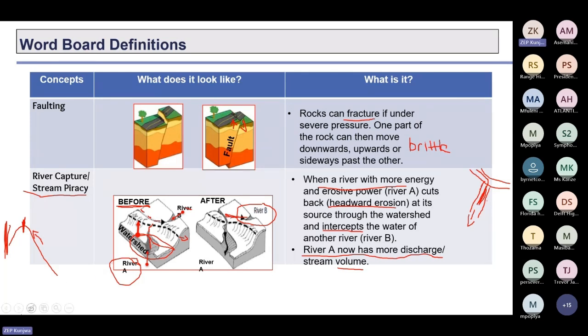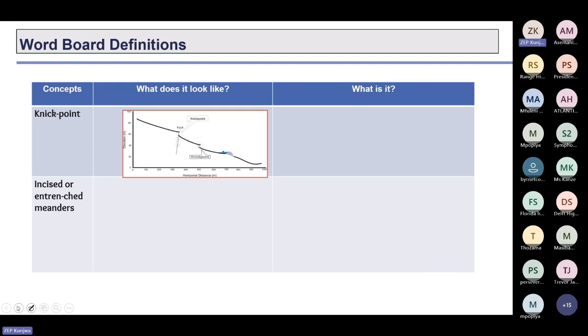Okay, let's try to move on and see. Now, remember we're still on the concepts: the development of the nick point. Nick points can develop for various reasons.